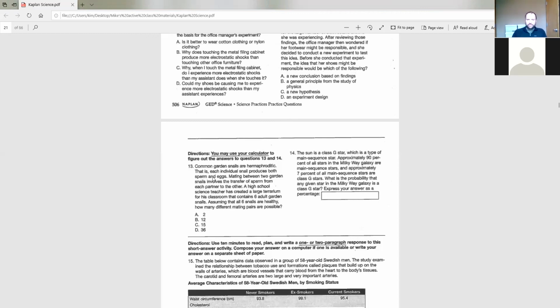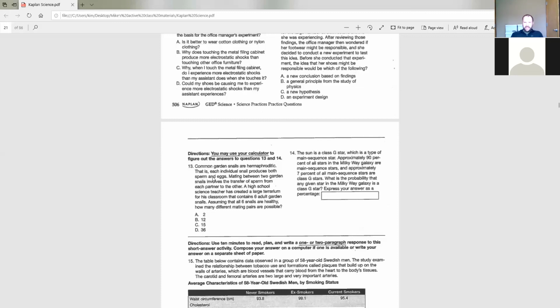And then let's look at the last question. Number 14 says, the sun is a class G star, which is a type of main sequence star. Approximately 90% of all stars in the Milky Way galaxy are main sequence stars, and approximately 7% of all main sequence stars are class G stars. What is the probability that any given star in the Milky Way galaxy is a class G star? Okay, so let's break that down.